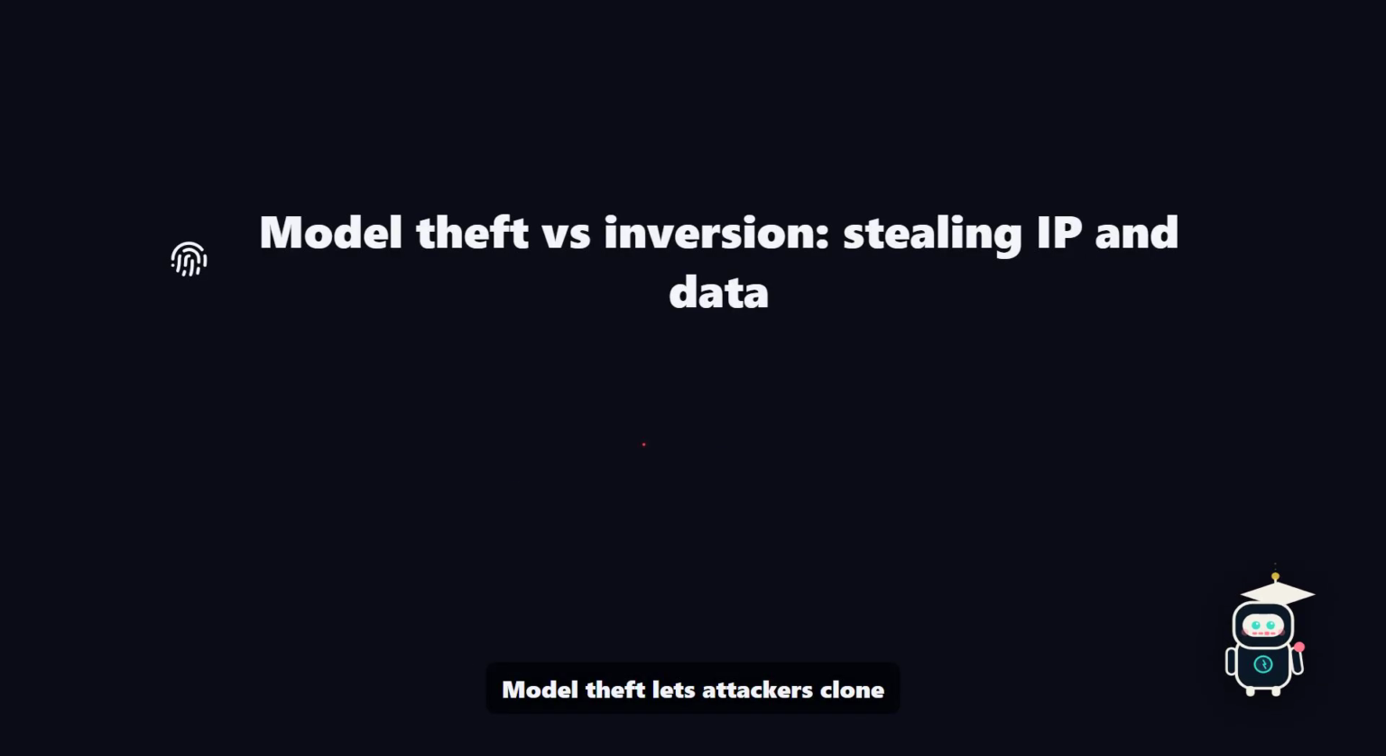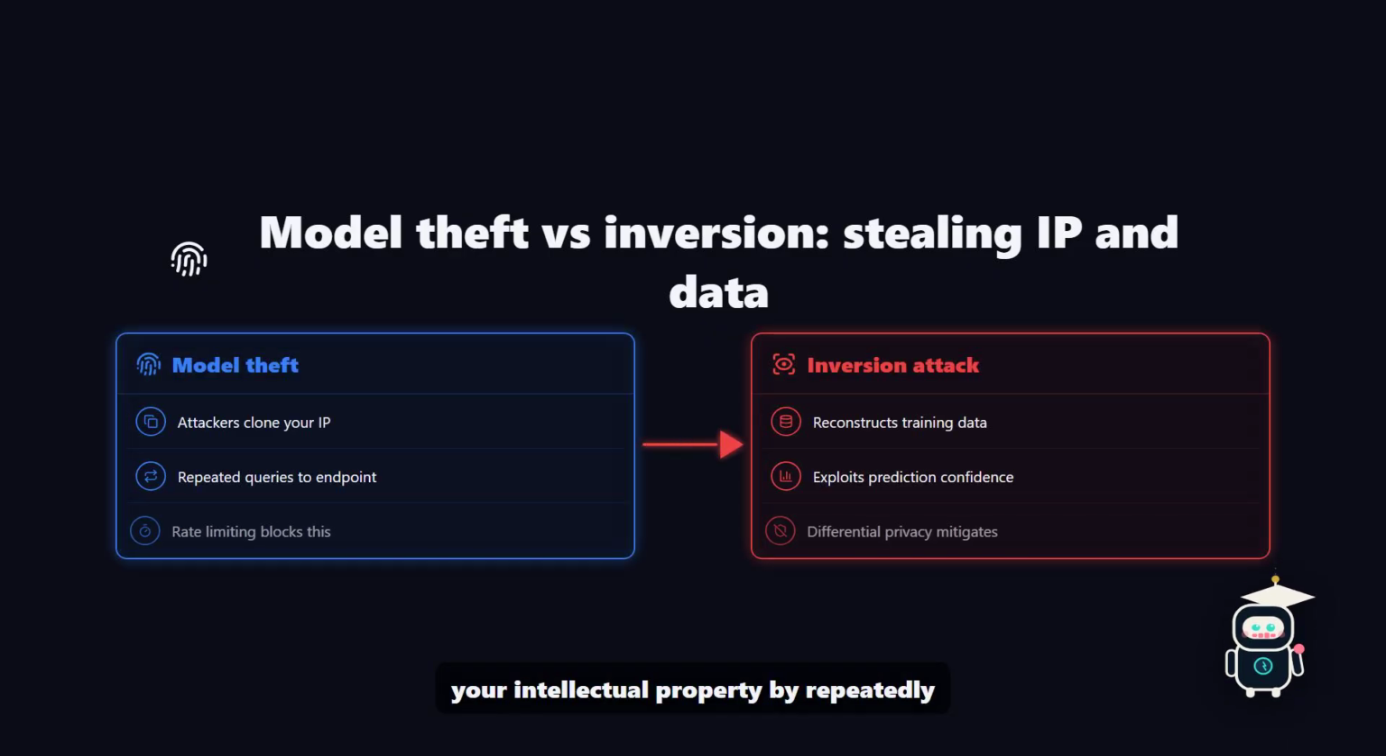Model theft lets attackers clone your intellectual property by repeatedly querying your endpoint. Inversion attacks go further. They reconstruct actual training data from predictions. Rate limiting and differential privacy are your best countermeasures.